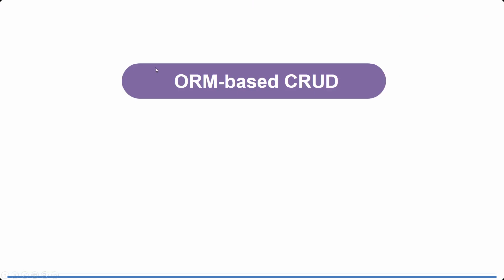The next section will be about the ORM based CRUD. The ORM based CRUD means the object relationship management. So we are not using SQL, but we are using another way to deal with the data access, and we are using the Python code for the CRUD.